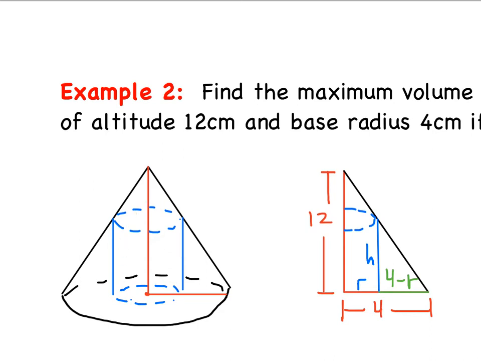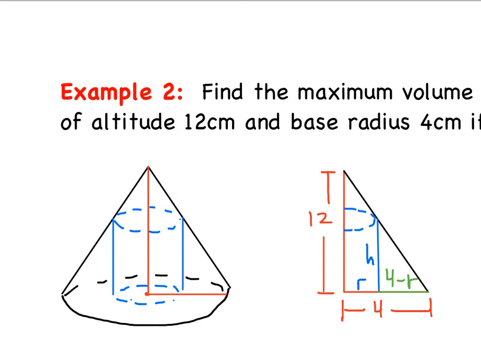So now what we want to do is zoom in. We were told the altitude of the cone is 12, and the base radius is 4 centimeters, if the axis of the cylinder and the cone coincide. So it's going to look something like this. So that's 12. This whole radius is 4. I'm going to call the height of our cylinder h, and this piece would be 4 minus r, if r represents the radius of our cylinder.